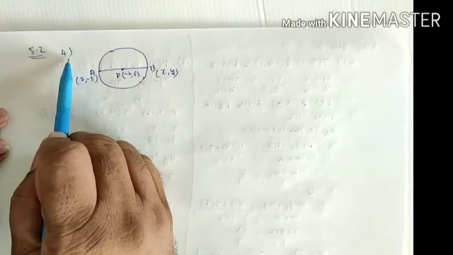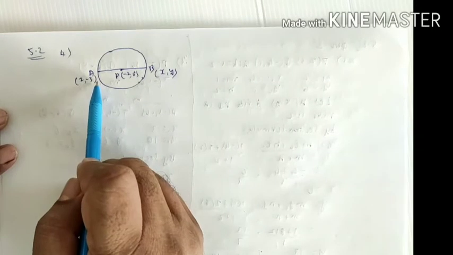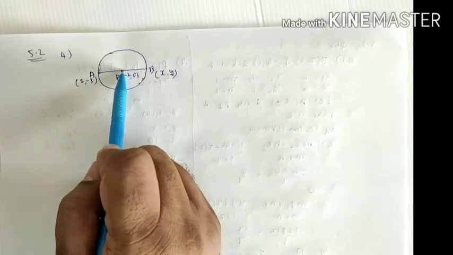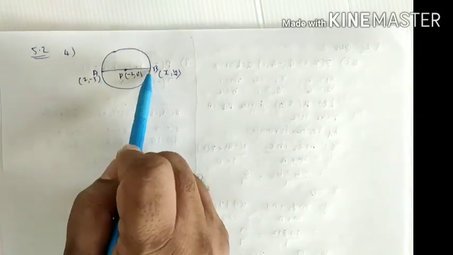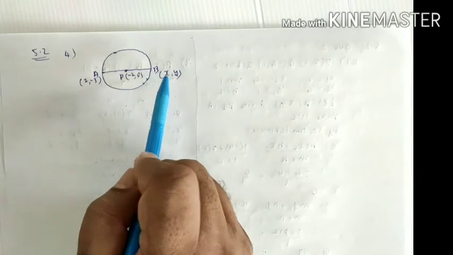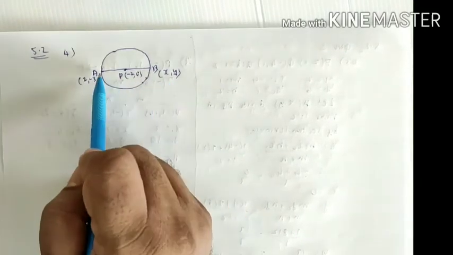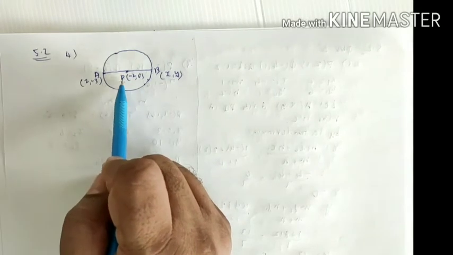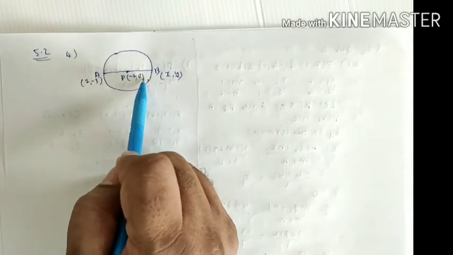Exercise 5.2, take fourth sum. See, the question is, P is the center of the circle, AB is the diameter, find the coordinates of point B. The coordinates of B are not given. Coordinates of A are given as 2 comma minus 3 and coordinates of P are given as minus 2 comma 0.